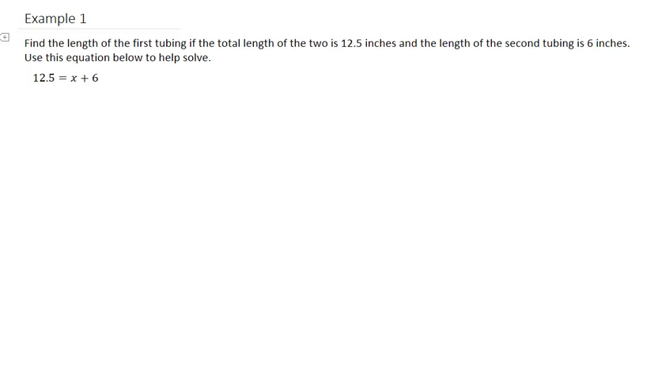Find the length of the first tubing if the total length of the two is 12.5 inches and the length of the second tubing is 6 inches. Use the equation below to help us solve. So we have 12.5 is equal to x plus 6.